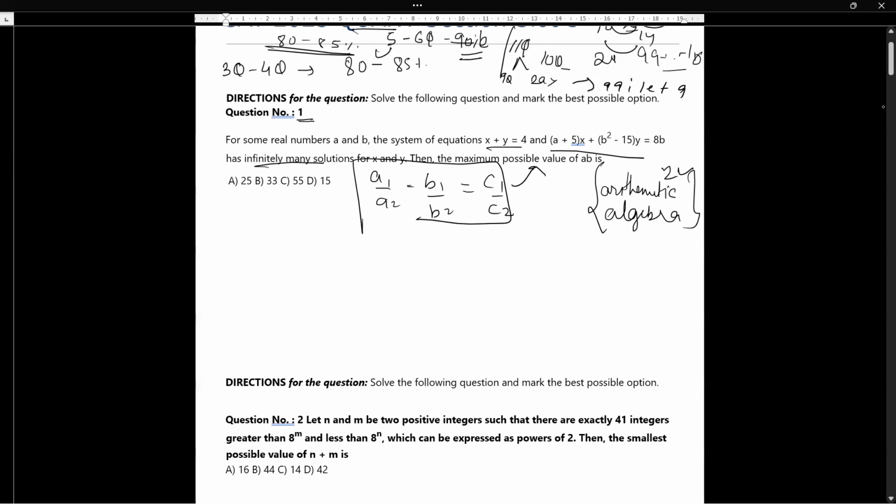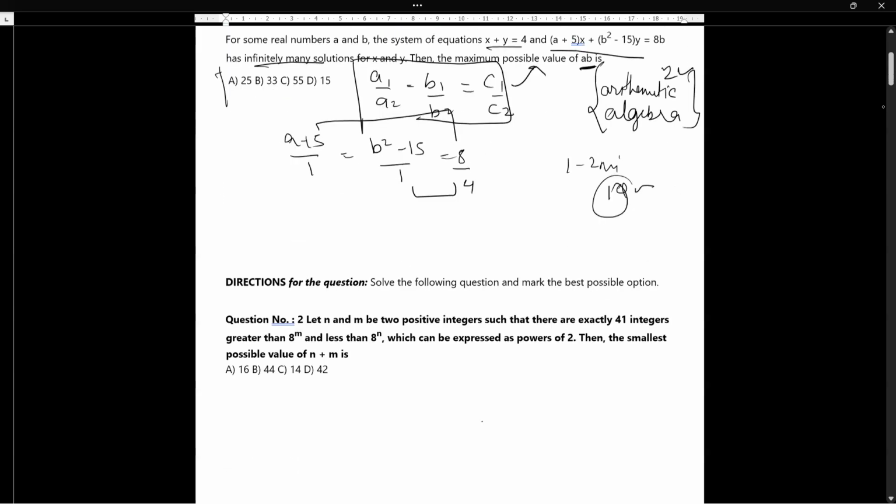It will be solved in one line, that A plus 5 upon 1 is equal to B square minus 15 upon 1 is equal to 8 upon 4. So first equate this, second equate this, have two equations, have a relation in A and B, you will get the answer, right? So for this question, you invest 10 seconds in reading: okay, I know algebra, I know linear equations, I know this A1 upon A2, B1 upon B2. Yes, I will do this. Within 1 to 2 minutes, you are done with one question. You have gained, like, you are above 50% of the audience, right?